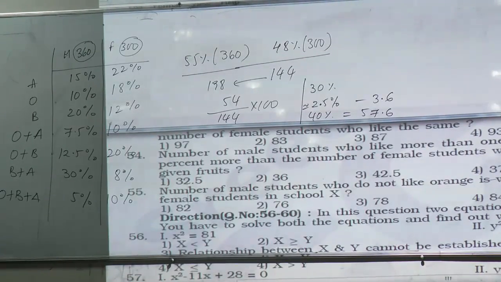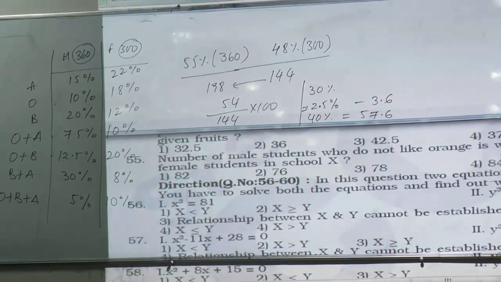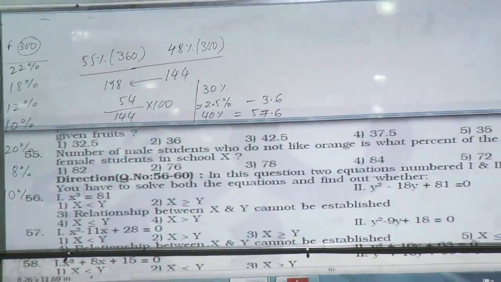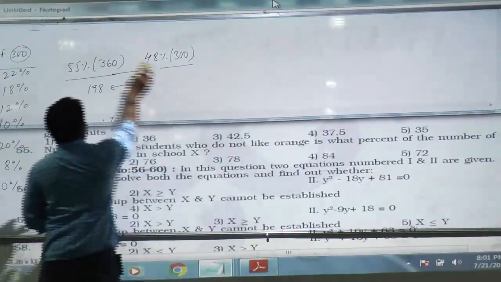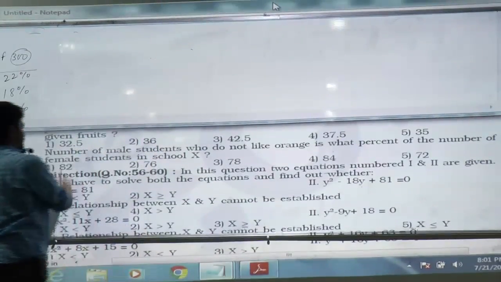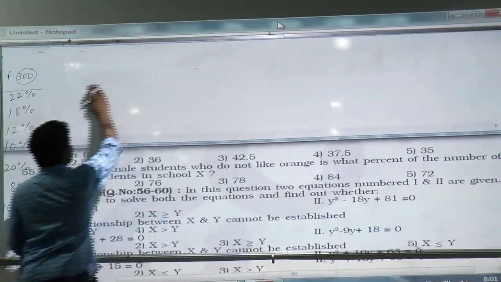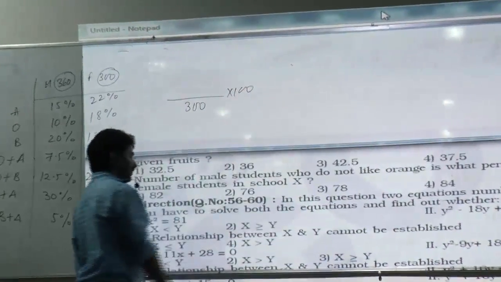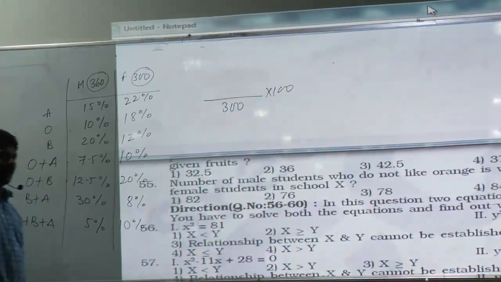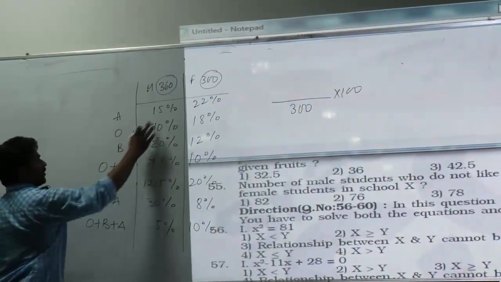Okay. Next, 55. Number of male students who do not like orange is what percent of the number of female students in the school? Number of female are 300. Asked about percentage. Now you need to calculate male who do not like orange. Male who do not like orange, this one, sorry.